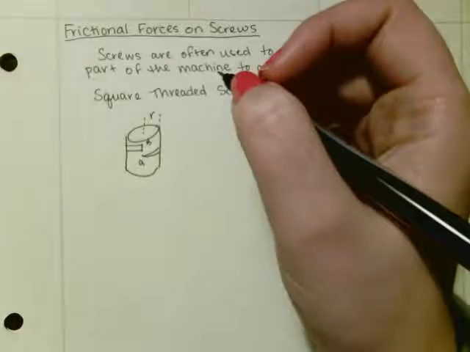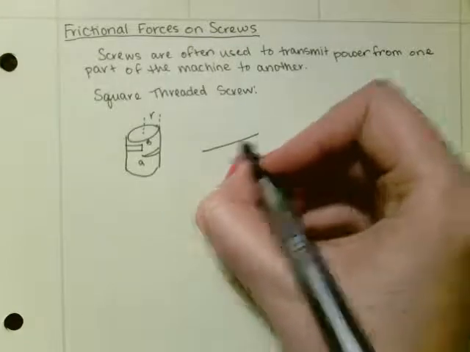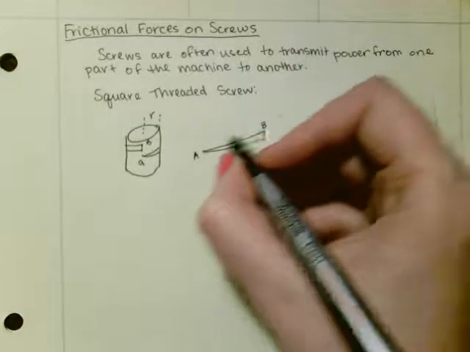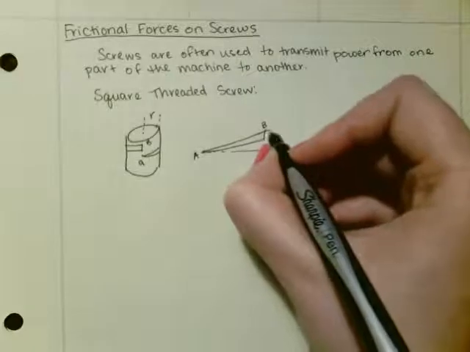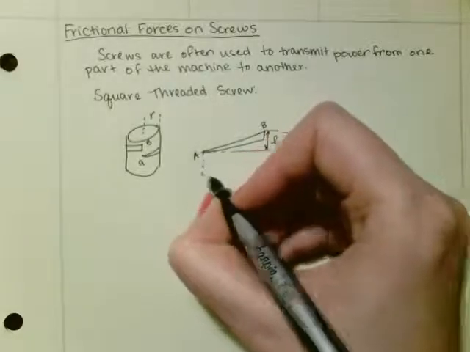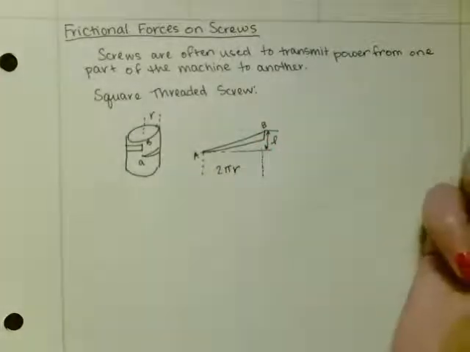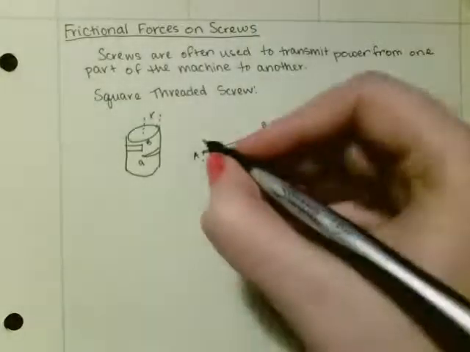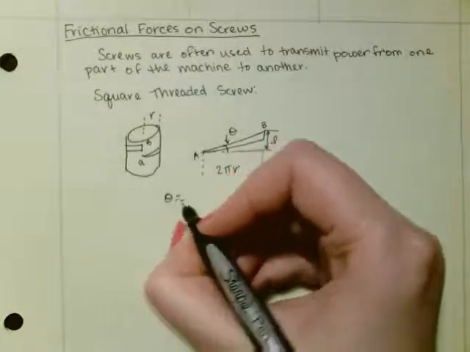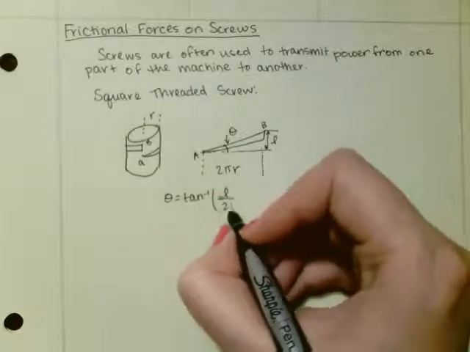If we were to take this inclined square ridge and flatten it out, we would go from A to B, where this height from the bottom of A to the top of B is called L. This is considered 2 pi r, since it's the circumference. And then this angle right here is theta, such that we can find theta by the inverse tangent of opposite L over adjacent 2 pi r.